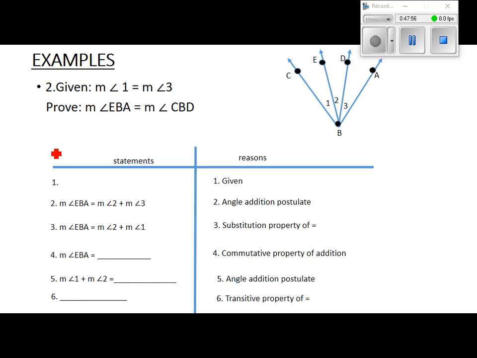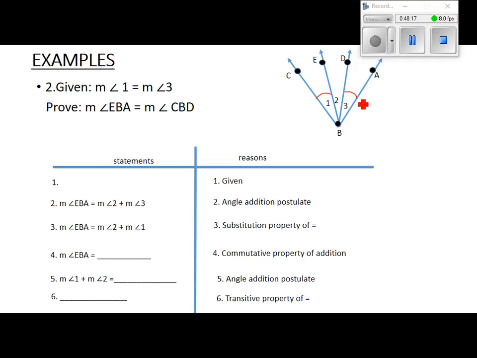Next one. Look at the given information. Measure of angle 1 equals measure of angle 3. What's that tell me over here then? So, let's mark them the same. I think on your paper they're already marked. I hate it when they mark it for you because you need to know how to mark them and stuff. But they've already marked them.